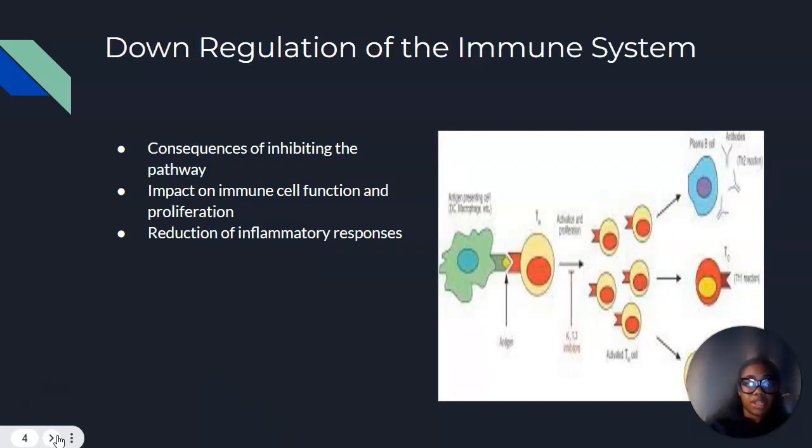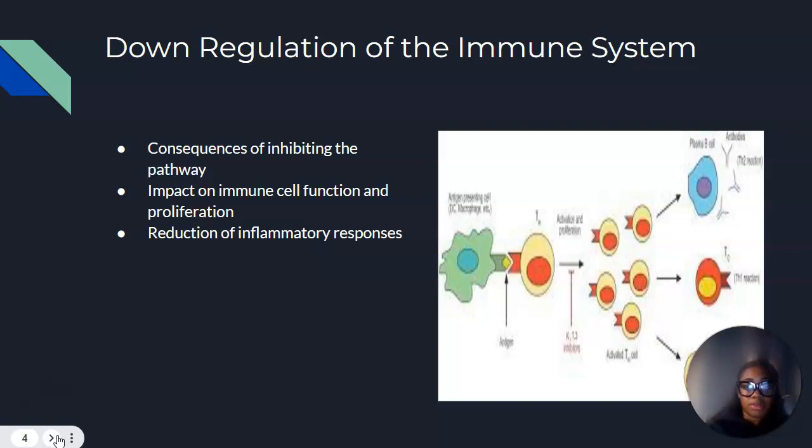Inhibiting key steps within the immune response pathway leads to downregulation of the immune system. This downregulation manifests as reduced immune cell activation, proliferation, and effector function. Consequently, the body's ability to mount effective immune responses against pathogens is compromised, and inflammatory reactions are dampened.